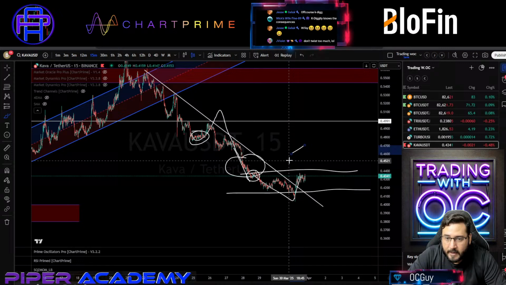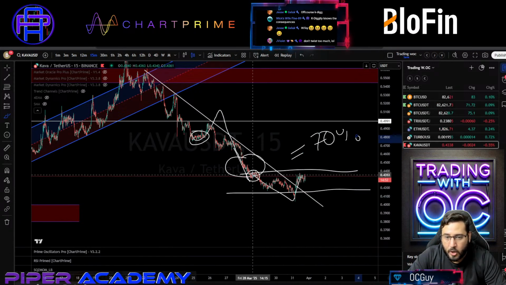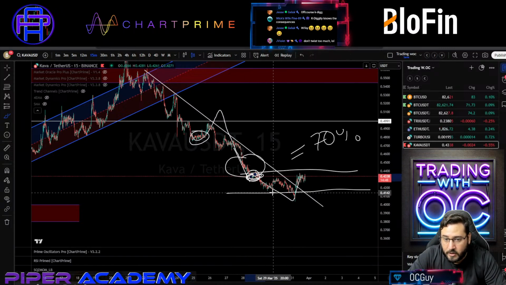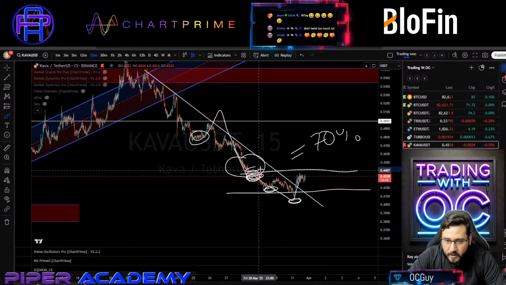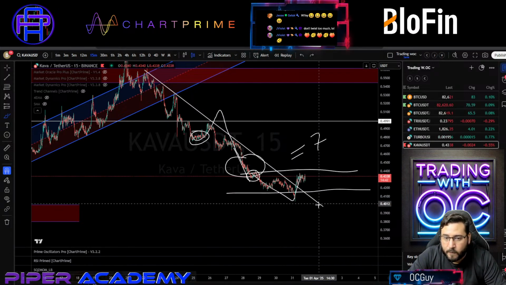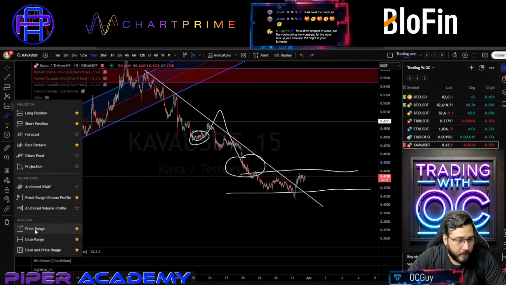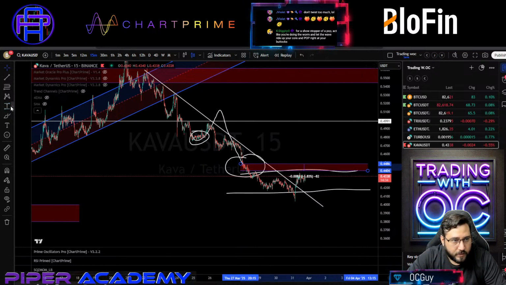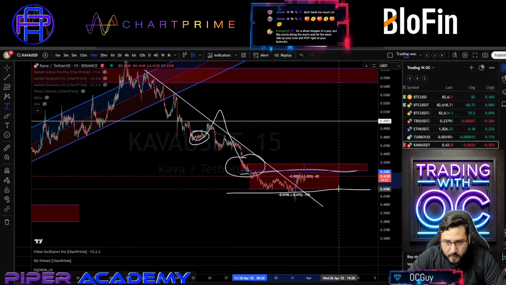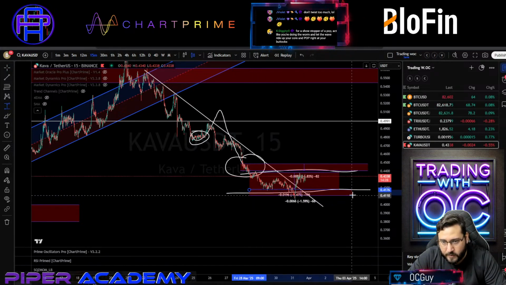V-shaped recovery equals what? 70% chances of ranging. We already have defined our range here, the inner range right here, and then the outer range from here to there. So let's just mark it for clarity's sake. There we go. Let's do the price action. Outer range, inner range, part of the outer range.